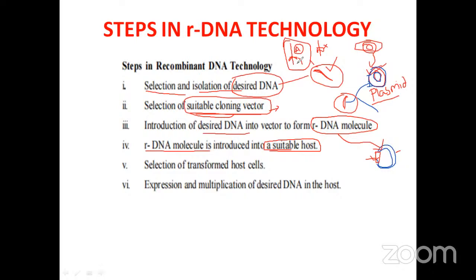That's why when we insert this desired gene into the plasmid, it gets converted into rDNA. Now this rDNA needs to multiply rapidly, so to get rapid multiplication we introduce it into the host. Suitable host means the bacteria from which we isolated the plasmid. So the suitable host should be bacteria.